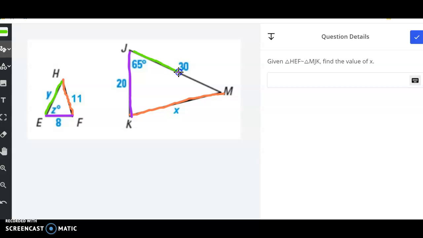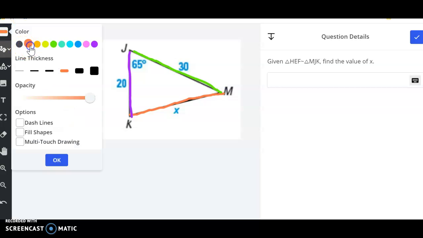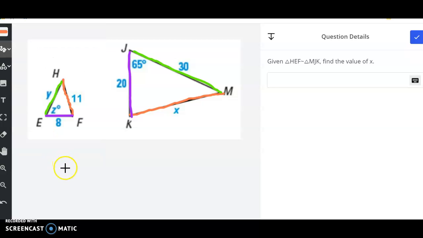So now that they're color-coded, it's a little bit easier to see which ones go together when we set up our similarity statement, our proportion, sorry. So we'll start with X. I like to put the smaller number on the small triangle on the top. So I'll go 11 over X. So it's small triangle over big triangle.